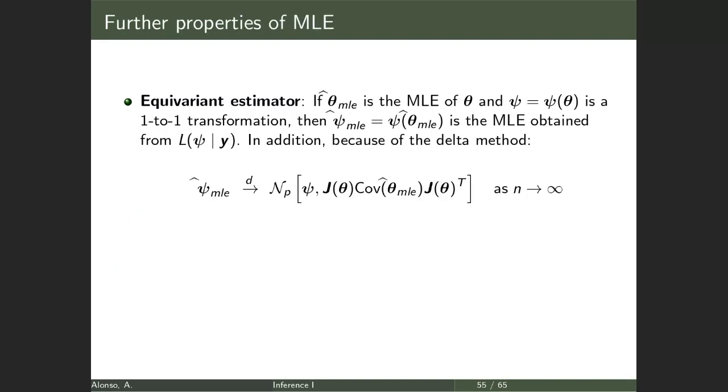Now, for the properties of the maximum likelihood, suppose that you have the maximum likelihood estimator of a parameter vector theta, and now you want to estimate a function of the parameter, psi of theta. Well, the maximum likelihood estimator of psi of theta is what you would expect: psi evaluated at the maximum likelihood estimator of theta. So the only thing you need to do is plug in the maximum likelihood estimator of theta, and you will get the maximum likelihood estimator of psi of theta.